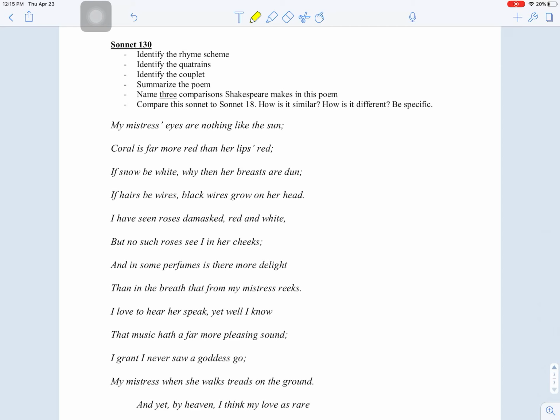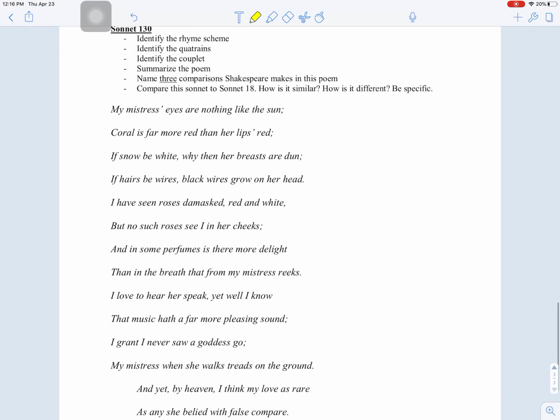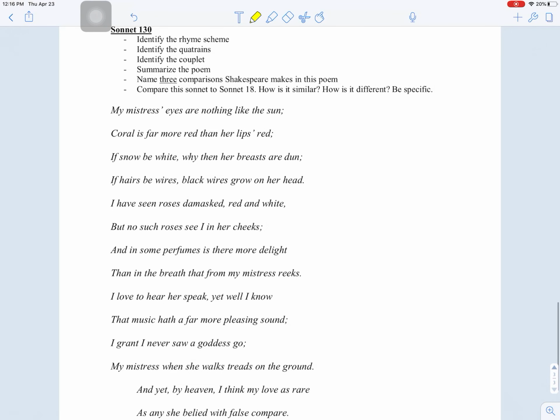So now that we've done that, it's your turn. Okay? You are going to read, I'm actually going to read Sonnet 130 out loud to you to define a couple of words, but you will then break this poem down just like we did before. Okay, so Sonnet 130 by Shakespeare.